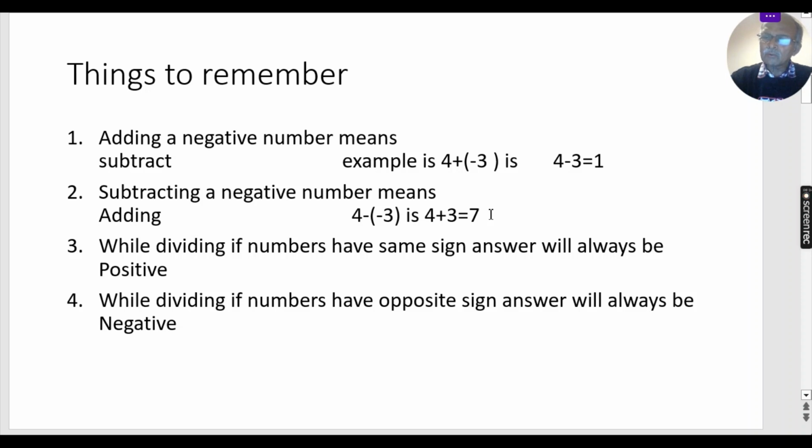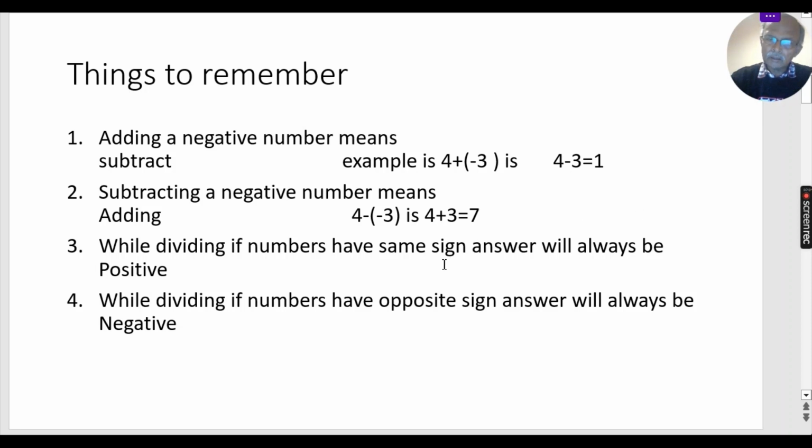Got it? Now third thing to remember: if we are dividing numbers which have the same sign, that means either they are both positive or they are both negative, my answer will always be positive. Say I am dividing -4 by -2. My answer will always be positive, and that is 2.